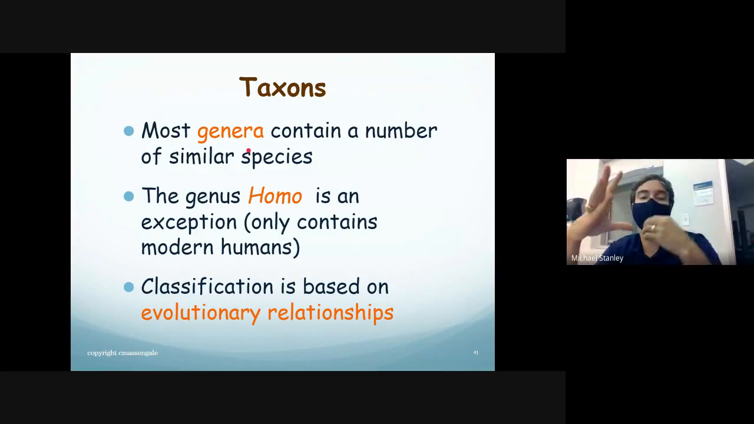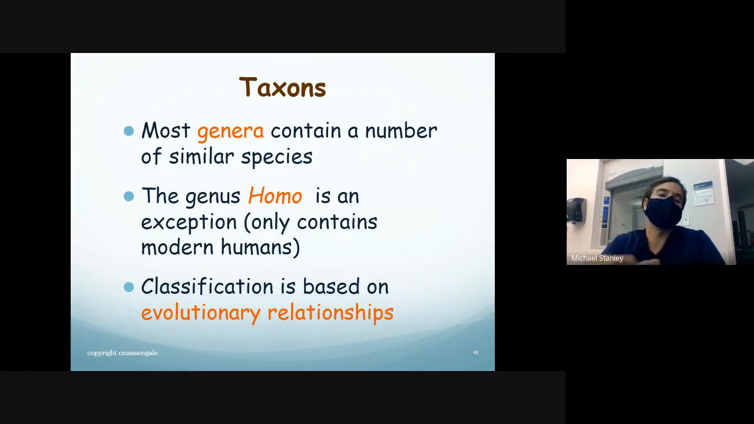So again, the more narrow that you get, the smaller number of animals or plants that you have in your taxon, in your group. And this classification is based on these evolutionary relationships. So initially, when we were doing these classifications, it was all based around similar traits. Organisms that look similar got put into similar groups. And for the most part, that works pretty well. That's a pretty good way of figuring out who is related to who.